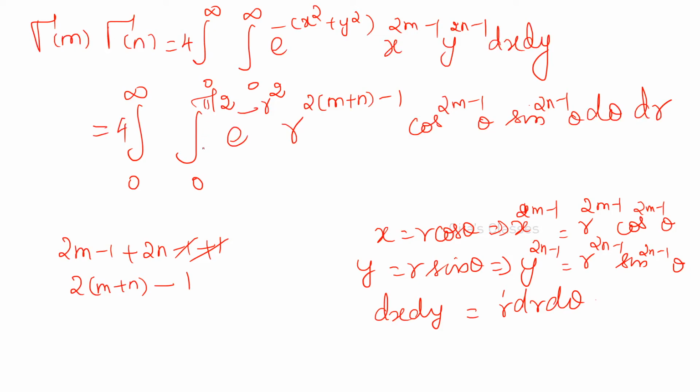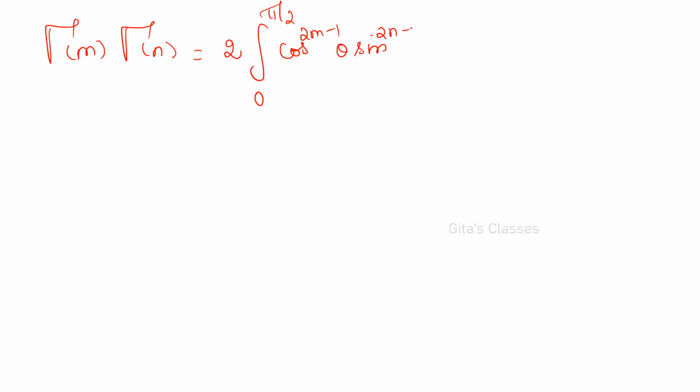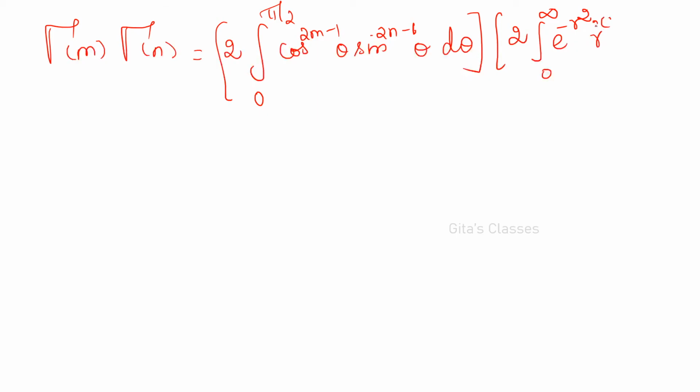These are the limits for theta. So the first integral is with respect to theta, then dr. Therefore, gamma of m into gamma of n is equal to, I am separating that, 2 into the integral from 0 to pi by 2 of cos power 2m minus 1 theta into sin power 2n minus 1 theta d theta, into again 2 into the integral, r varies from 0 to infinity, e power minus r squared into r power 2 into m plus n minus 1 dr. Let this be equation number 2.